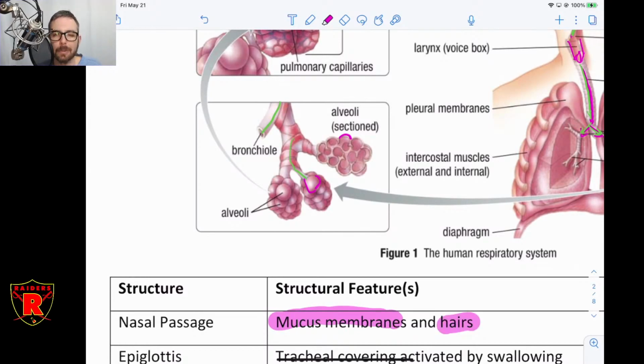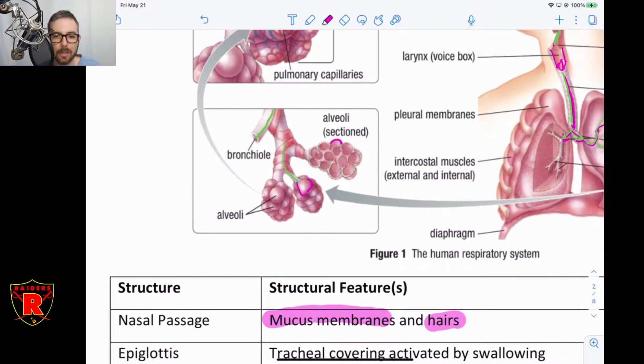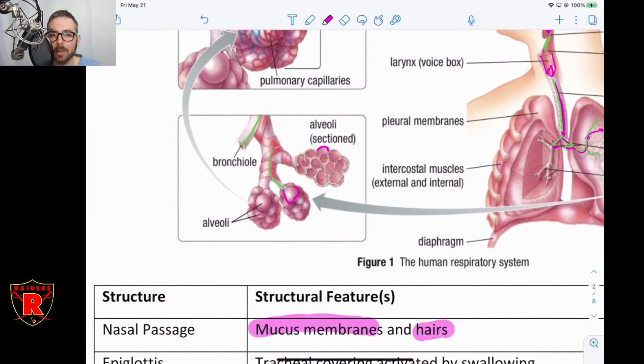And you can probably guess what the purpose of these is. The mucous membranes have a dual purpose in that they moisturize the air that's coming in. You have to keep your alveoli pretty wet in order for them to function properly. If you dry the cells out in your alveoli, remember it's only one cell thick, that's a very fragile cell that's inside your alveoli, and so you kind of have to keep them nice and wet.